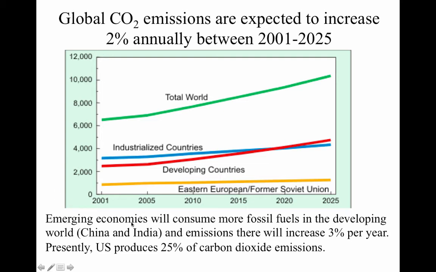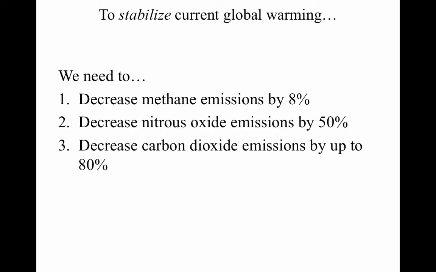So emerging economies, meaning the poor countries that are starting to improve, will consume more fossil fuels than the developing world. And China and India, as their economies continue to progress, will have emission increases of 3% per year, whereas the world as a whole is about a 2% increase. But as you remember, the developing countries do represent the majority of the population. All that being said, the United States produces a quarter of all carbon dioxide emissions. So that's by far the biggest problem.